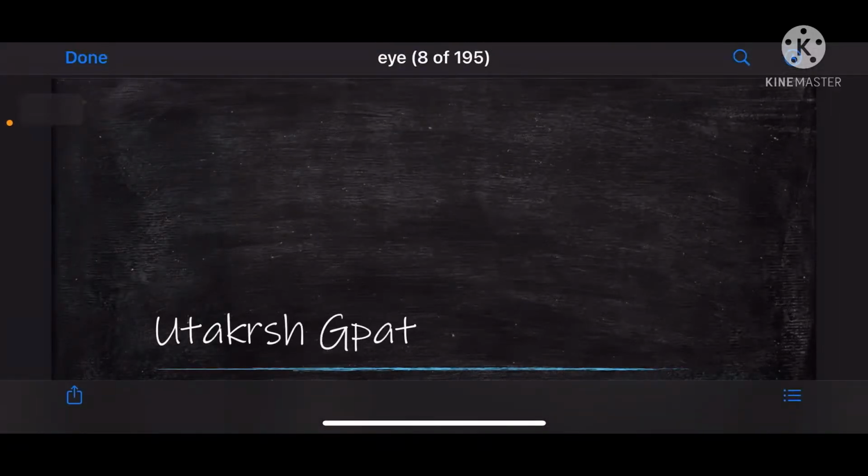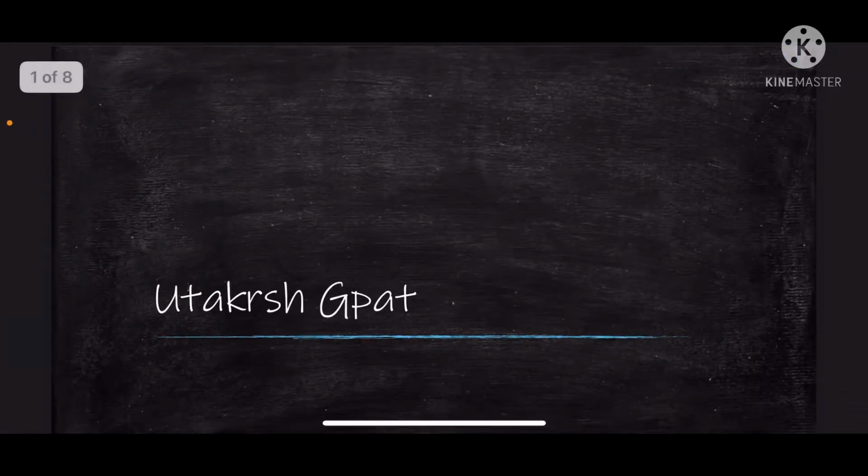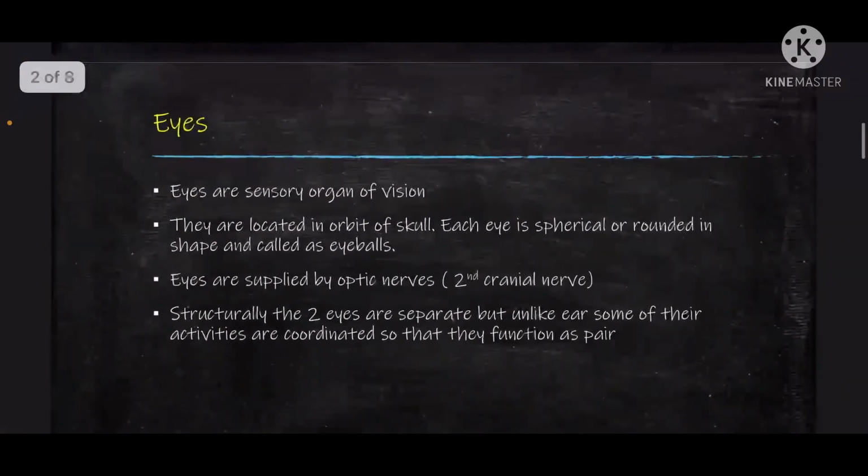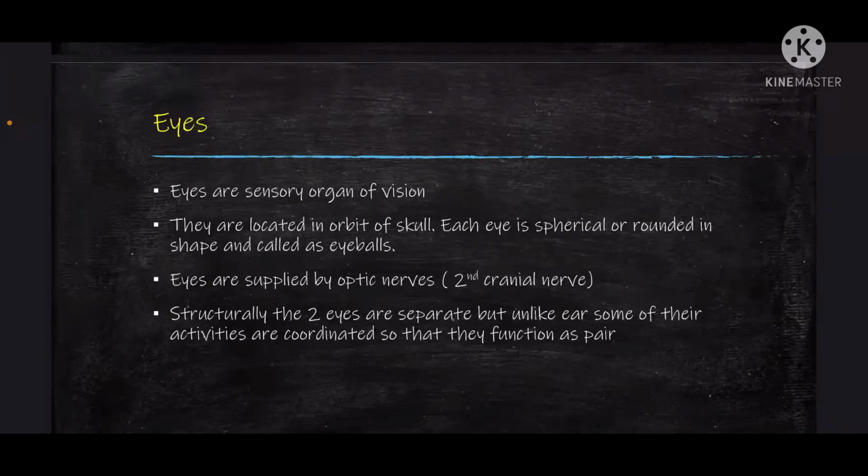So hello everyone, in this video we are going to discuss human eyes. Eyes are the sensory organ of vision. They are located in the orbit of the skull. Each eye is spherical or rounded in shape and is called an eyeball. Eyes are supplied by the optic nerves. This optic nerve is the second cranial nerve.